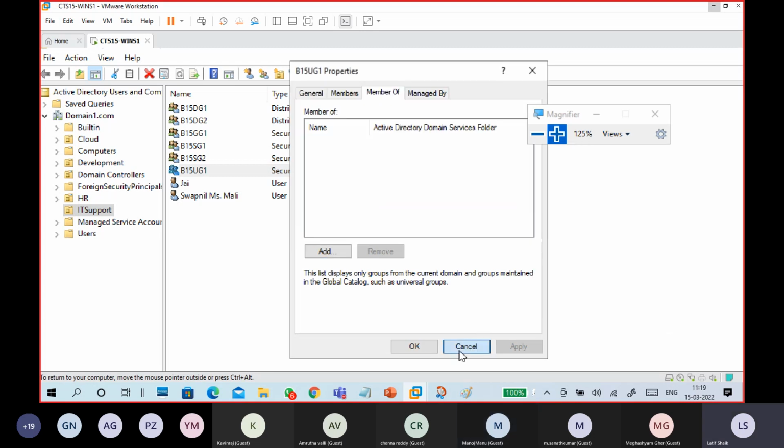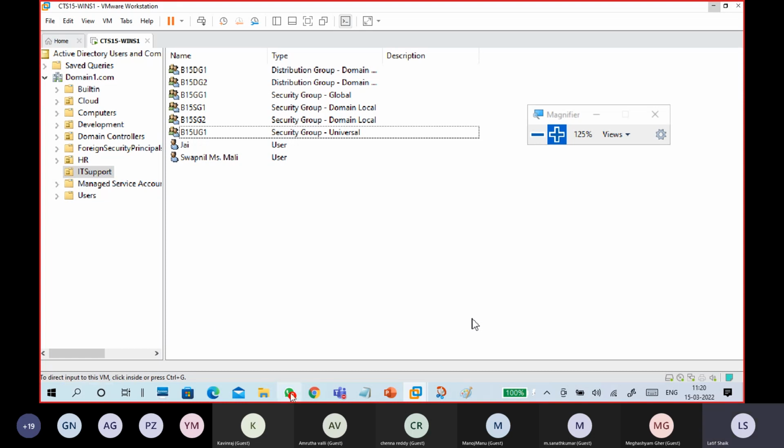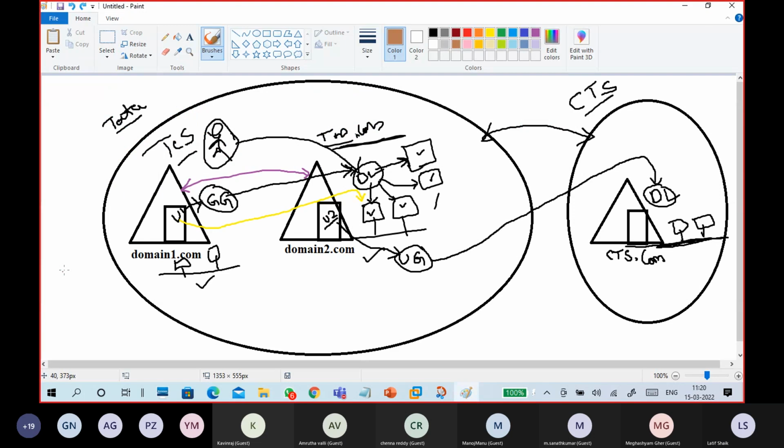So it is a very simple thing. The one more point I want to say: a domain local group can be added to a domain local group only. A global group can be added to a domain local group and a global group only. A universal group can be added to a domain local group and a universal group only. One universal group can be added to another universal group. A universal group can be added to a domain local group. A global group can be added to a domain local group, but a domain local group cannot be added to a global group. So this is the strategy.